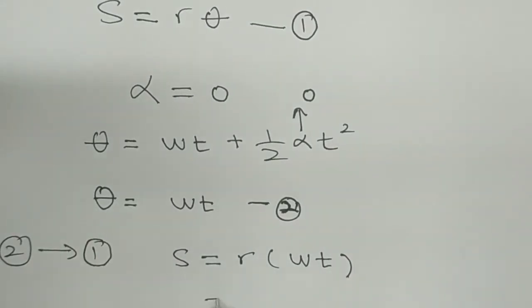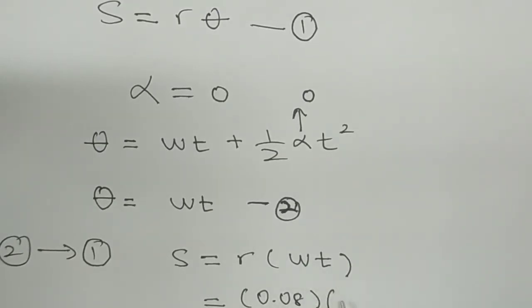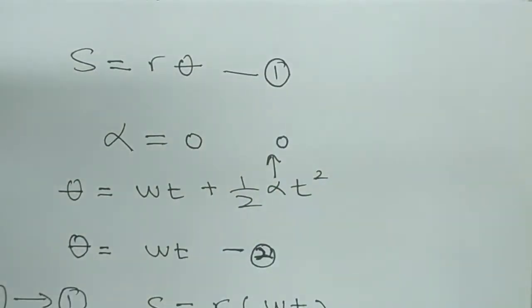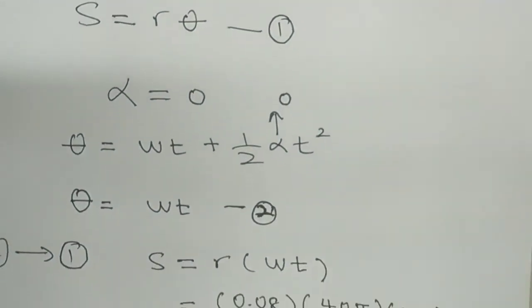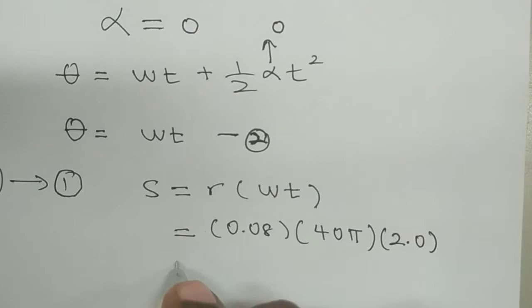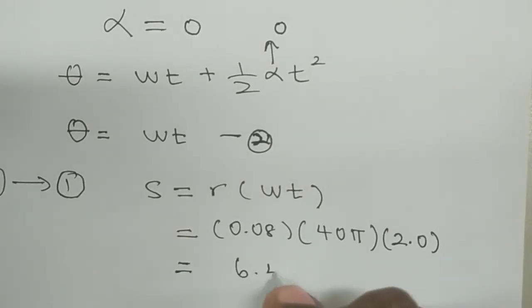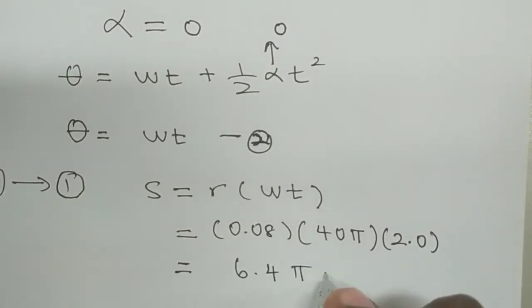The radius of the disk is 8 cm, which equals 0.08 meter, times the angular velocity 40 pi, times the time, which is 2 seconds. So the answer is 6.4 pi meters.